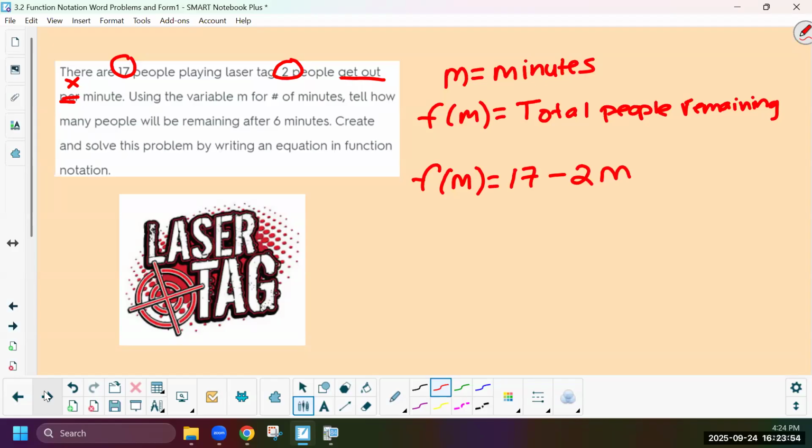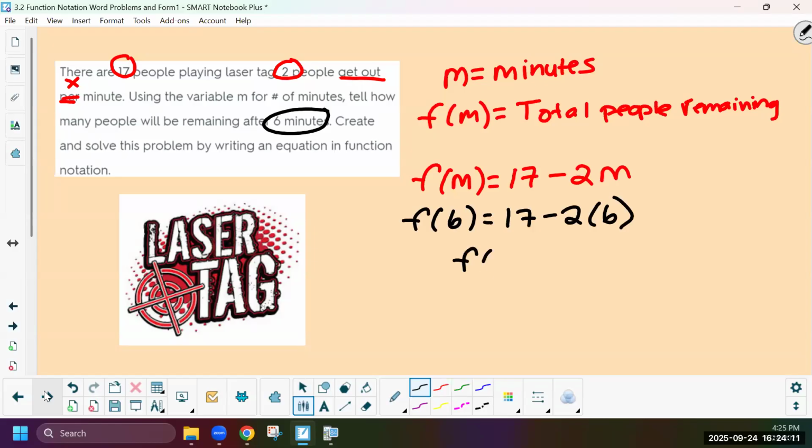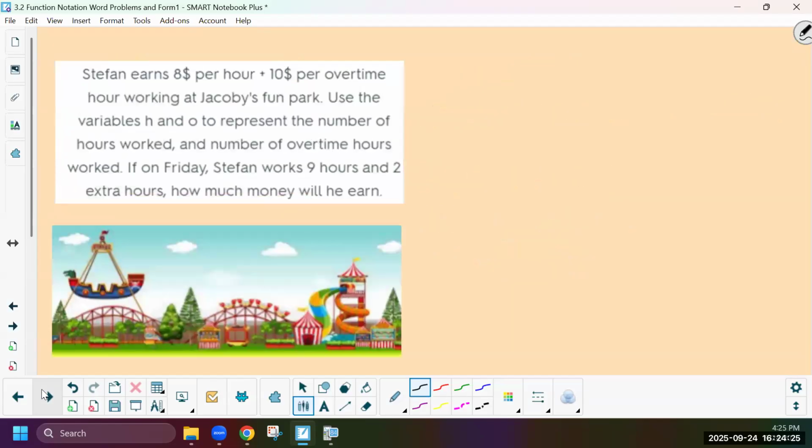Okay, so now we have to figure out how many will be remaining after 6 minutes. So F of 6 is 17 minus 2 times 6. Well, 2 times 6 is 12. 17 minus 12 gives us F of 6 is equal to 5. So we can say after 6 minutes, there will be 5 people remaining in the laser tag game. So be on the lookout for those keywords that tell you whether to add, subtract, multiply, or divide.